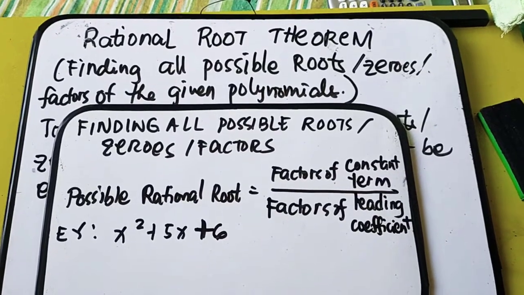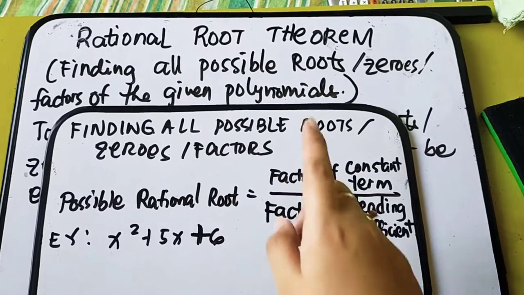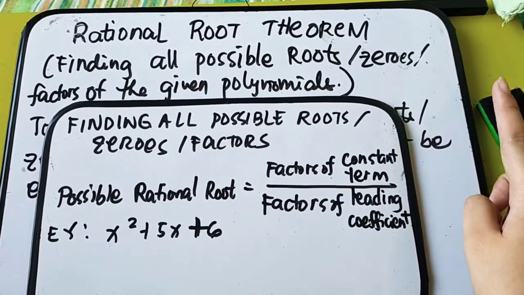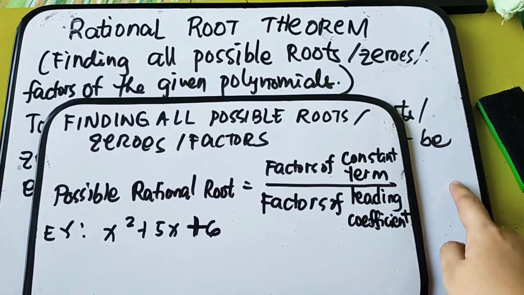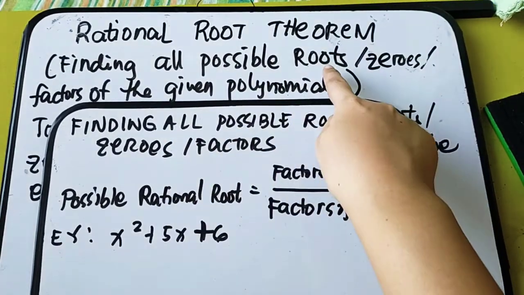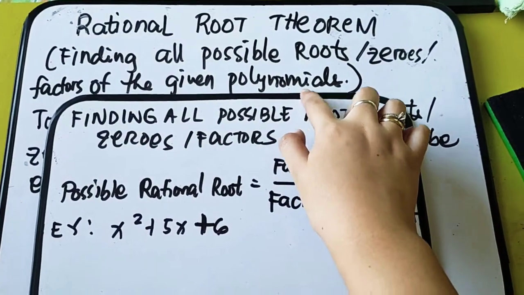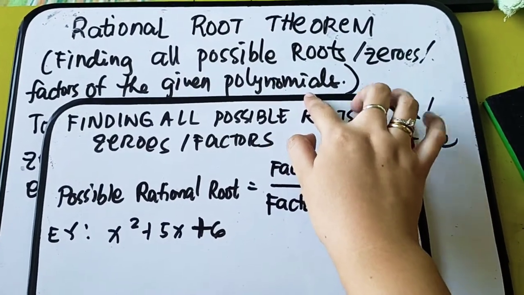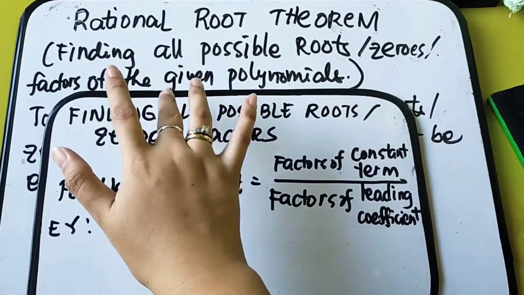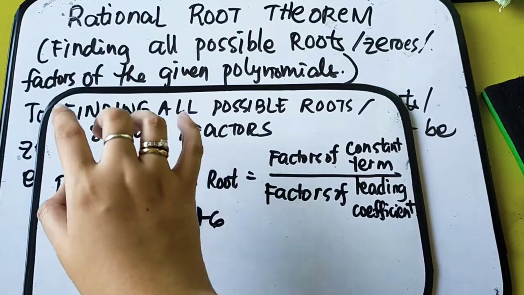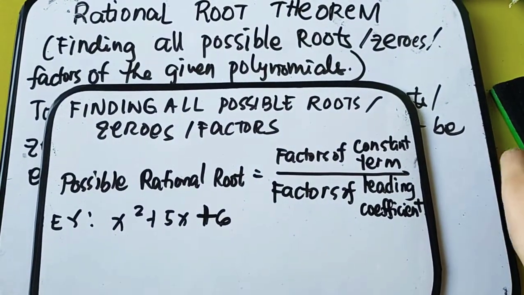Let's have the last topic for Module 6. So we have the rational root theorem. This rational root theorem is used for us to find all the possible roots, zeros, and factors of the given polynomials. So how will you say that it is a root, zero, or a factor? Only if the remainder of the given root, factor, or zero is equal to 0.